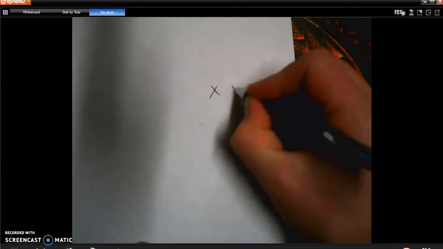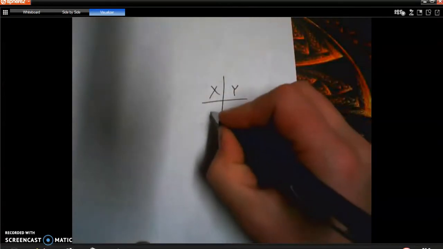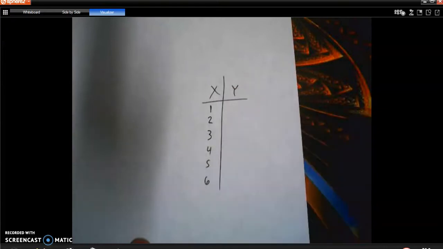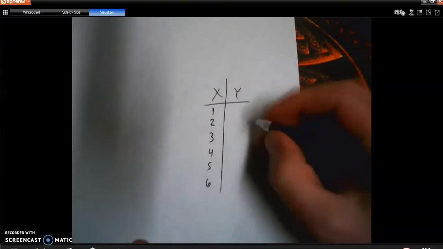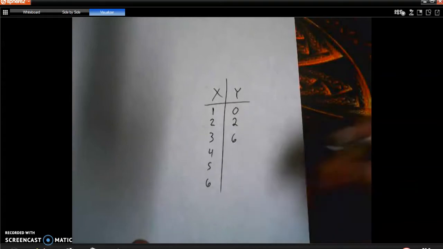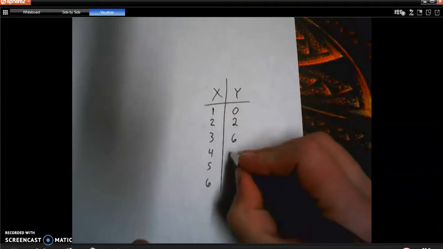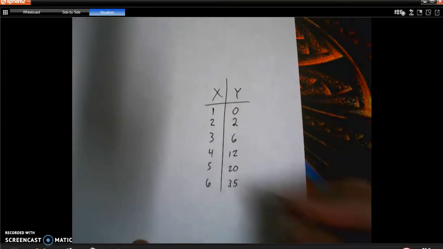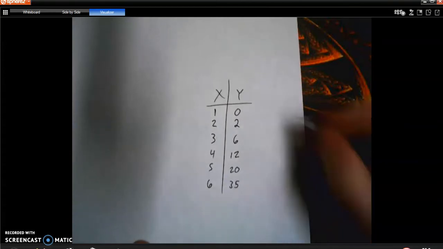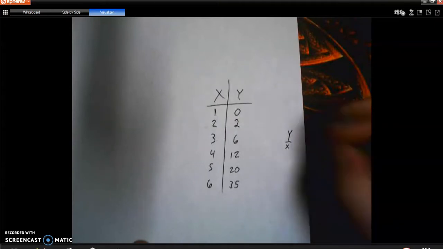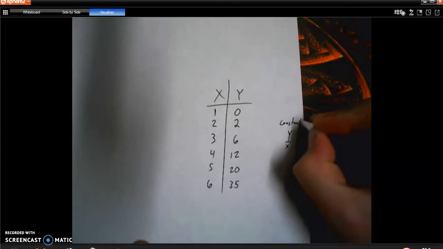Now let me show you an example of one that is nonlinear. So let's say I have another table, x and y, and I plug in a 1, 2, 3, 4, 5, 6. And if I plug these numbers into some function, I don't know, we're just making something up, I get out a 0, a 2, a 6, 12, 20, a 35, something like that. Well, let's look, what are my y's changing by, what are my x's changing by? Now remember, it has to be constant in order to be linear.